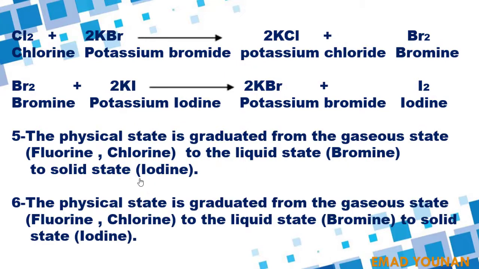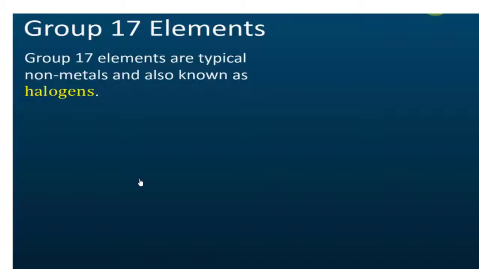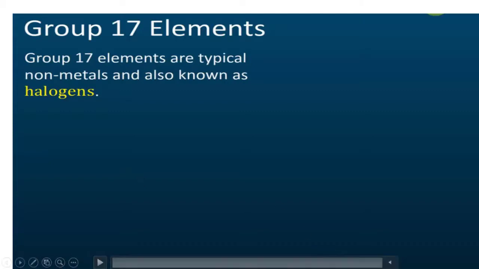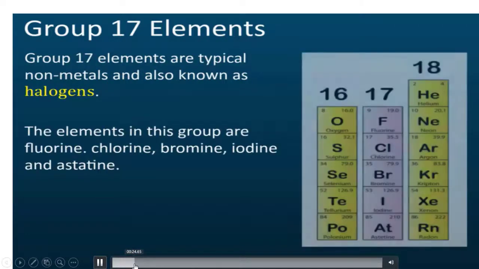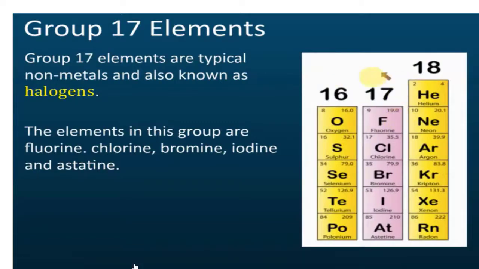This video explains the properties of halogens. Halogens exist in group 17 of the modern periodic table. The elements in this group are fluorine, chlorine, bromine, iodine, and astatine. That is group 17 or group 7A. It includes fluorine 9, chlorine 17, bromine 35, iodine 53, astatine 85. Those are the atomic numbers of these elements.